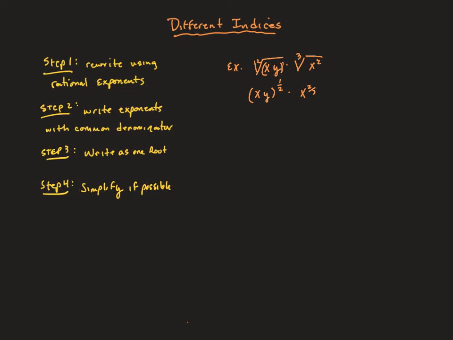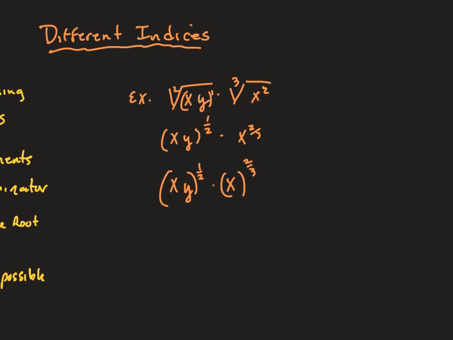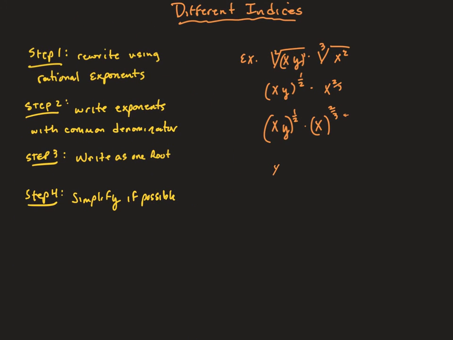And now I can write them with a common denominator. So I would have xy to the 1/2, and then x to the 2/3. Remember, when we are adding fractions, we want our common denominator. The common denominator between my 2 and 3 here is going to be 6. So this would be xy to the 3 over 6, because I multiply everything by 3, and then x to the 4 over 6.